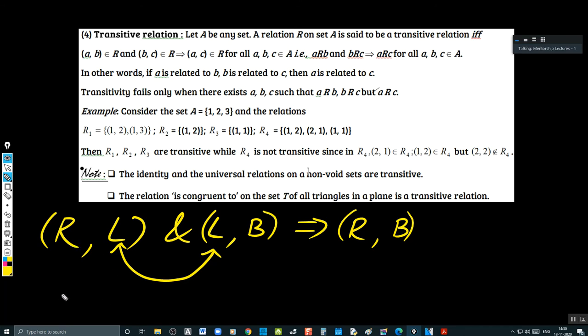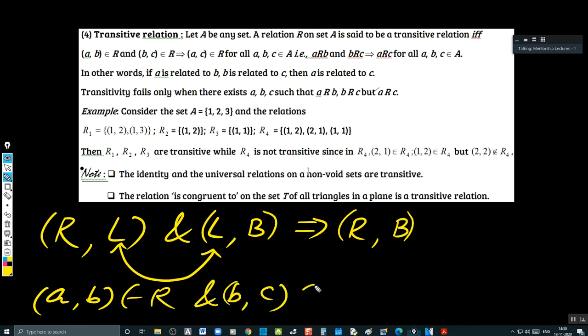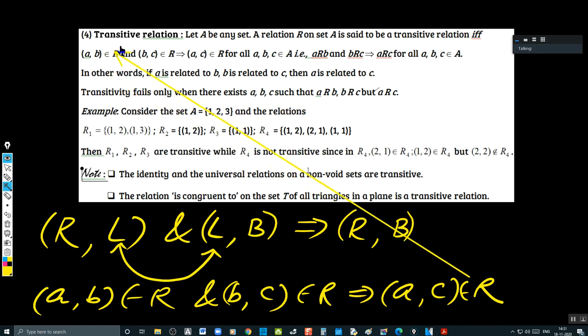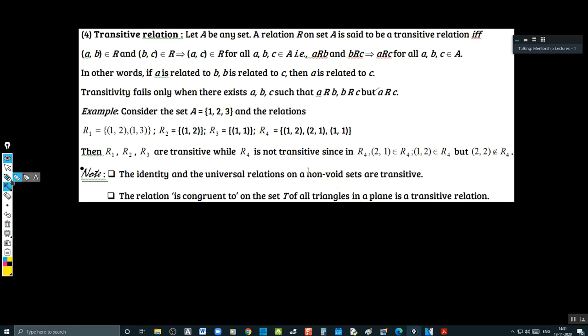So theoretically, how do we define this? AB belongs to R and BC belongs to R implies, eliminating B in between, AC also belongs to R, then it is said to be a transitive relation. The relation is transferable. Okay? Then which relation is not transferable?